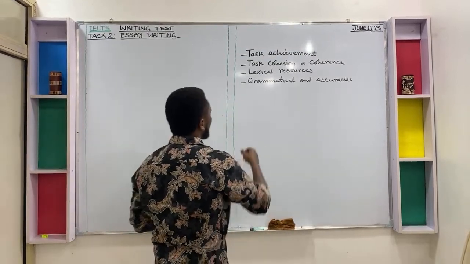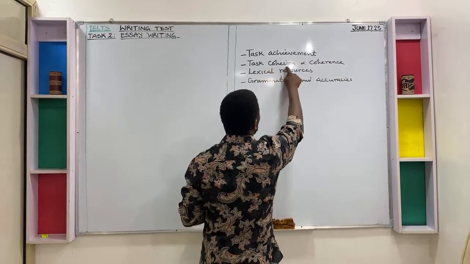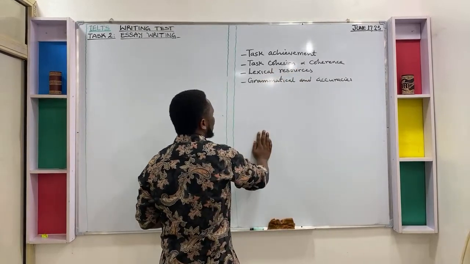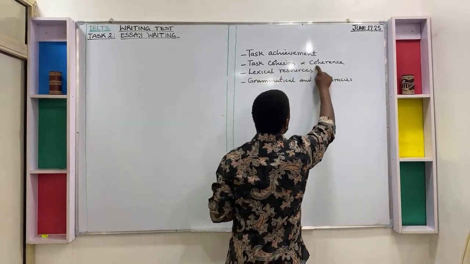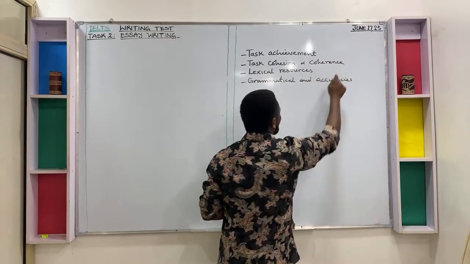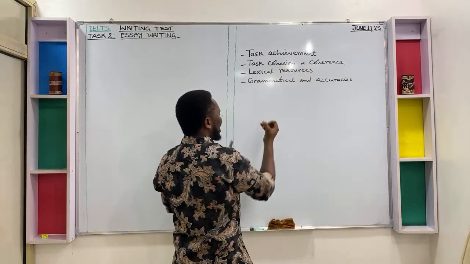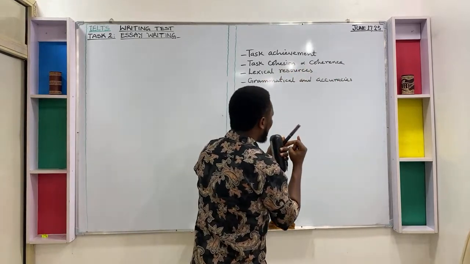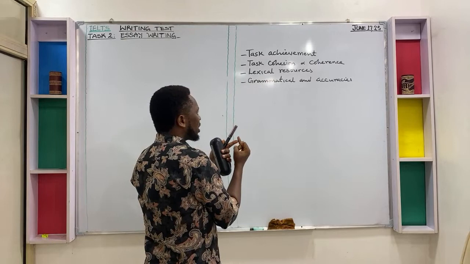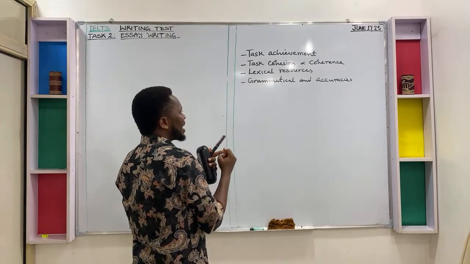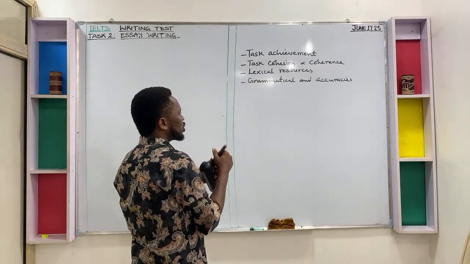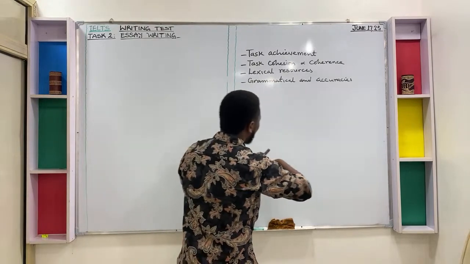On cohesion and coherence, your understanding of the question is being tested, and then your ability to stick to the question while writing. So these two will help examiners to know whether you, first and foremost, actually understood the question, and secondly, whether you were able to write in line with the question without deviating.